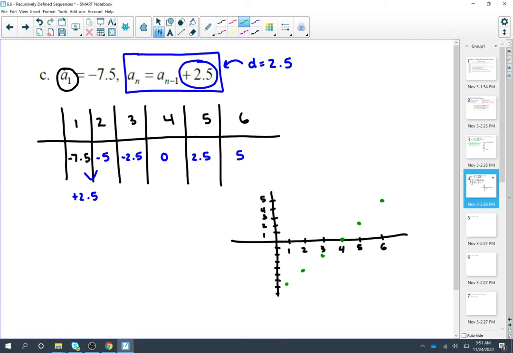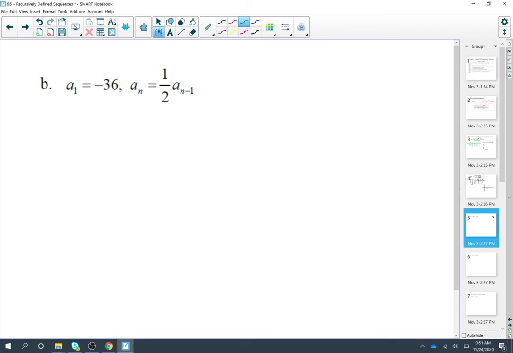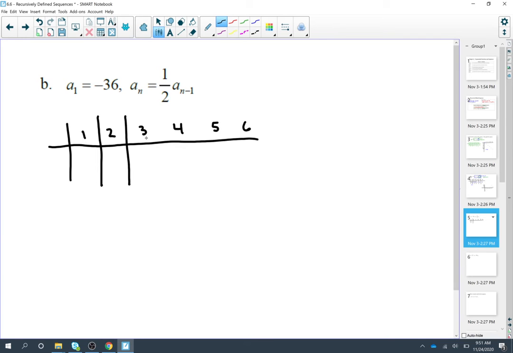Once again, those look pretty linear to me, and they have a slope of positive 2.5. So I know this is arithmetic. Letter B. Once again, set up your table. 1, 2, 3, 4, 5, 6. This time, first term in the pattern, they're telling me is negative 36.